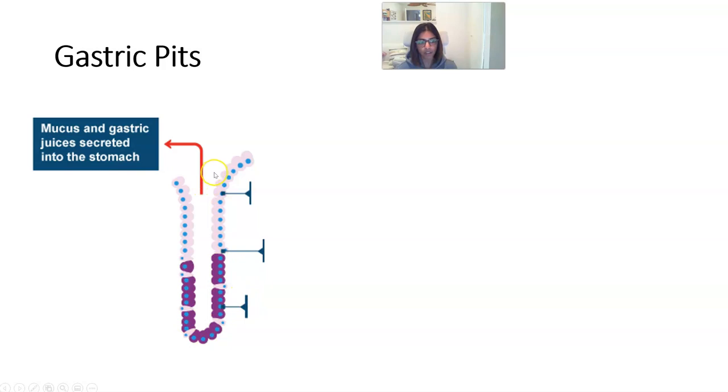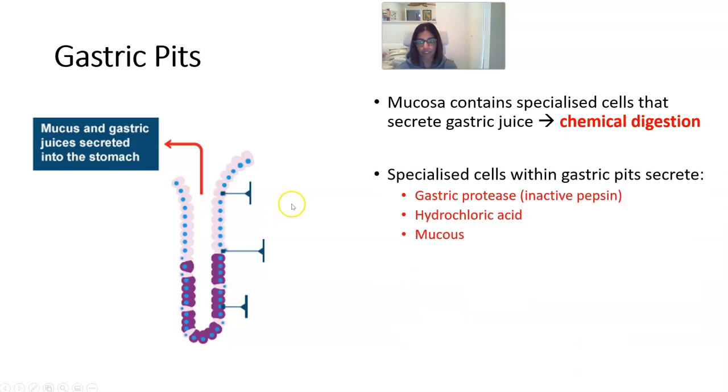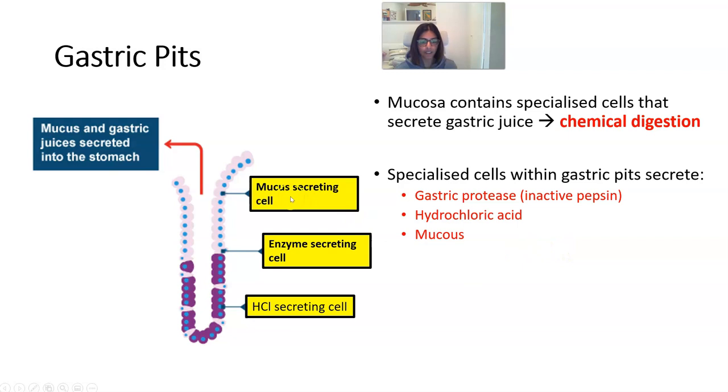So here I've got a cartoon picture of a gastric pit, and these gastric pits will aid in mixing up and producing gastric juice, which aids in chemical digestion. You have three specialized cells that you need to know about. The first one is gastric protease, which is an inactive form of pepsin, hydrochloric acid, and mucus. Now, we can see here that the mucus cells are near the opening of the stomach. We then have the enzyme secreting cells next, and right at the very bottom we have the hydrochloric acid secreting cells. So you should be thinking, why is it this way? Well, the reason for that is because the mucus acts as a protective barrier, and it lines the inside of the stomach and prevents that muscle being digested by the enzyme or eroded by the acid.